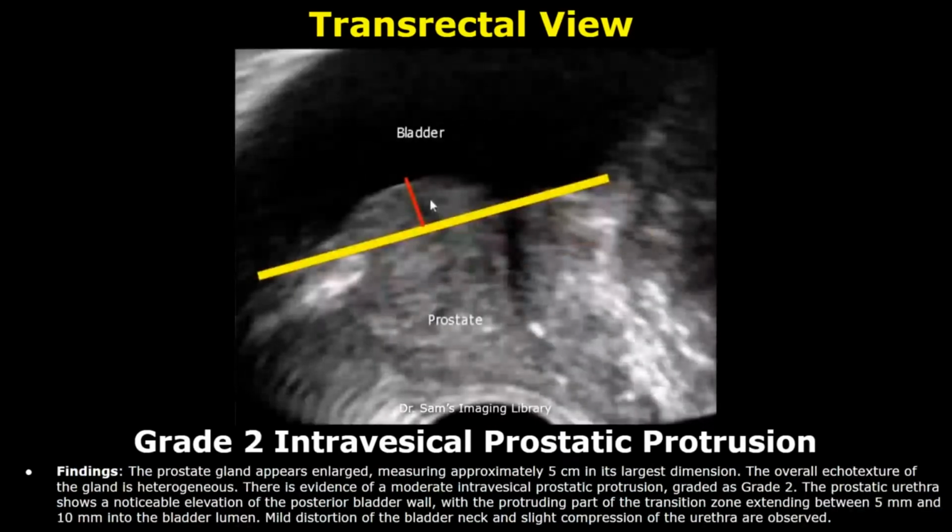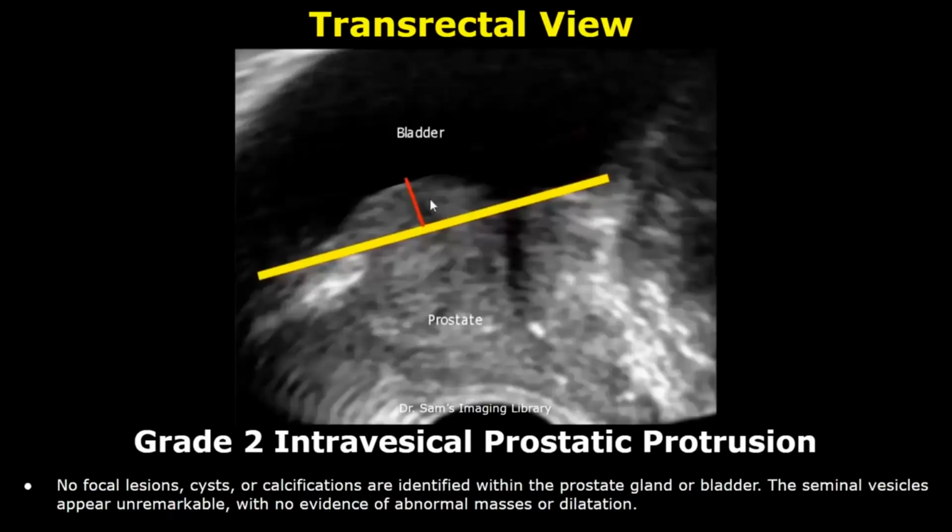For Grade 2 IPP, the findings will include the protrusion extending between 5 and 10 millimeters into the bladder lumen. Then you can write about any focal lesions, cysts, or calcifications that are present, and then you can write about the seminal vesicles.